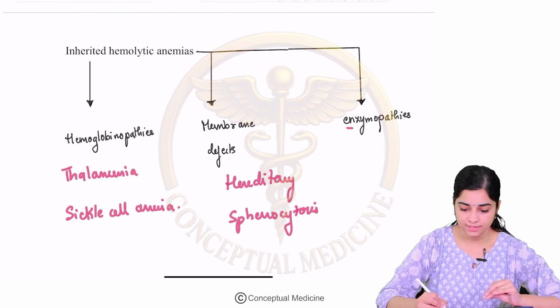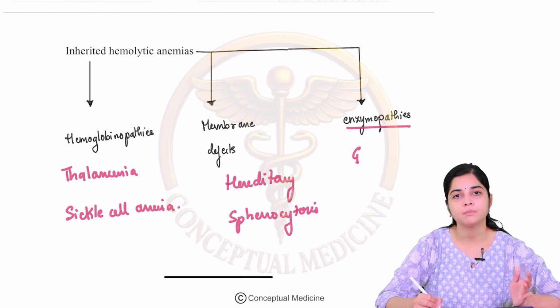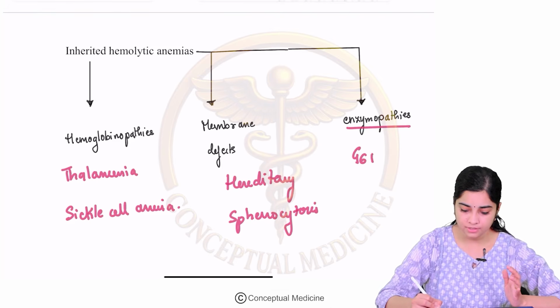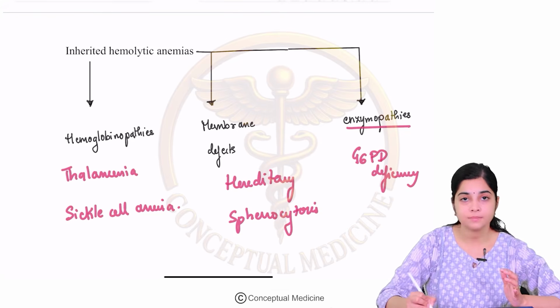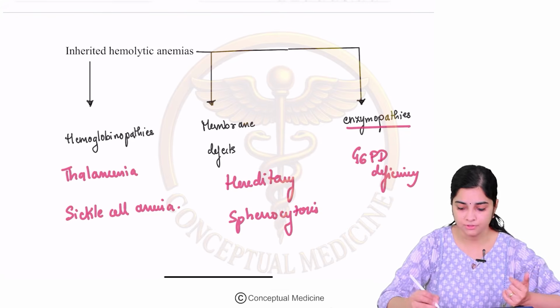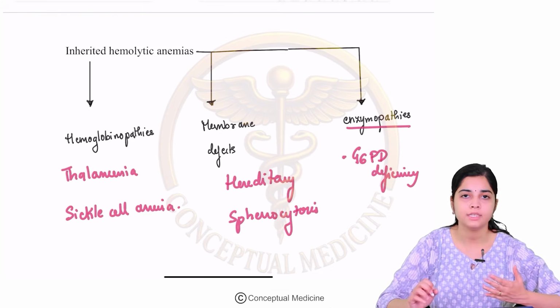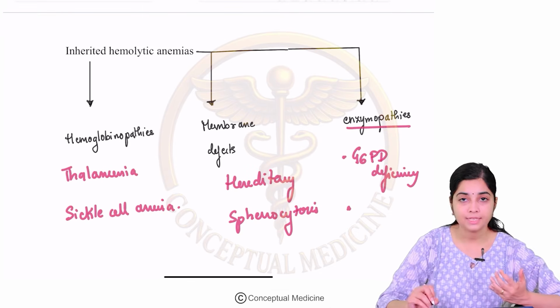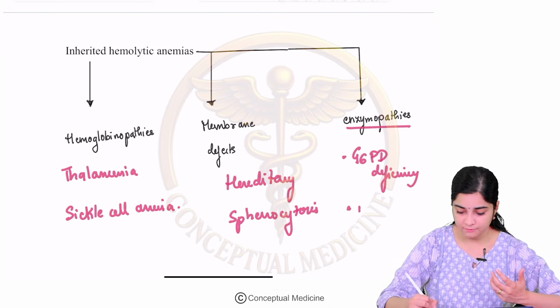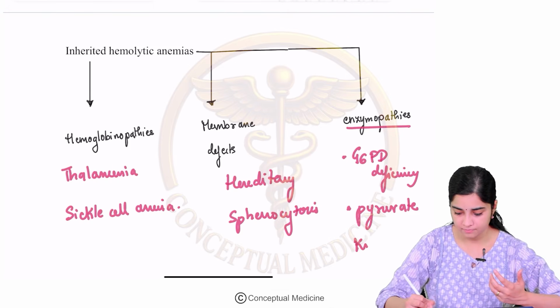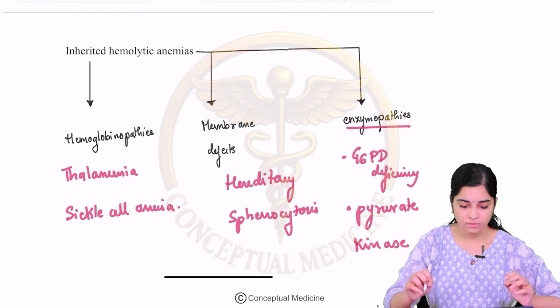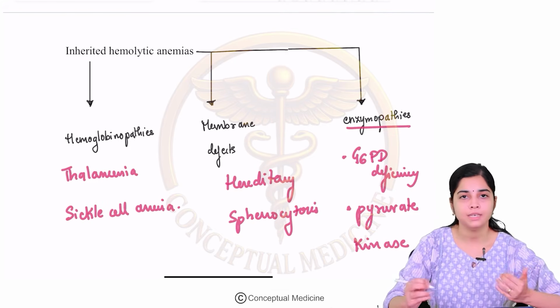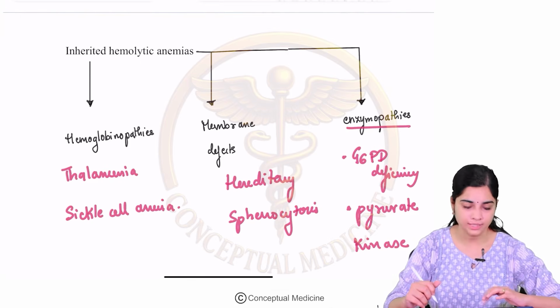Inherited hemolytic anemias can also be due to enzymopathies. What are the enzymes? Enzymes predominantly of the glycolytic pathway, which includes G6PD deficiency. G6PD is glucose 6-phosphate dehydrogenase deficiency, which is an important enzyme of the glycolytic pathway, as well as the other enzymes which can be affected includes pyruvate kinase deficiency. Okay, so these are some of the examples for inherited hemolytic anemias.